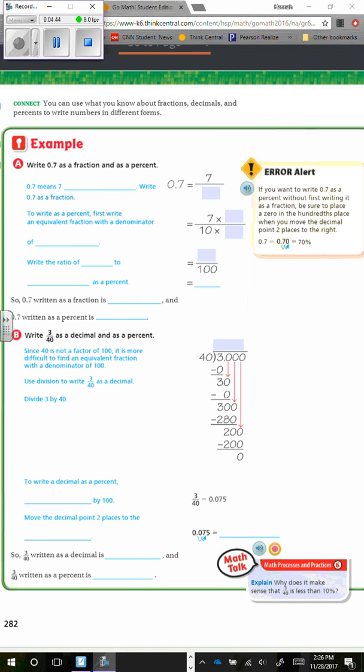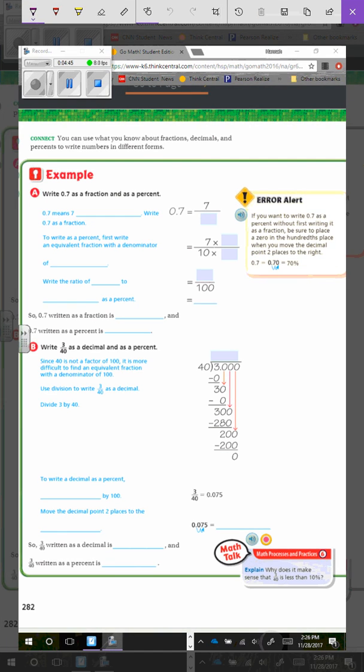All right, let's look at this example. We're going to write 0.7 as a fraction and as a percent. So 0.7 means 7/10. So we're going to write 7/10 as a fraction. Well, 7/10 means 7 out of 10, so it would be 7 over 10.